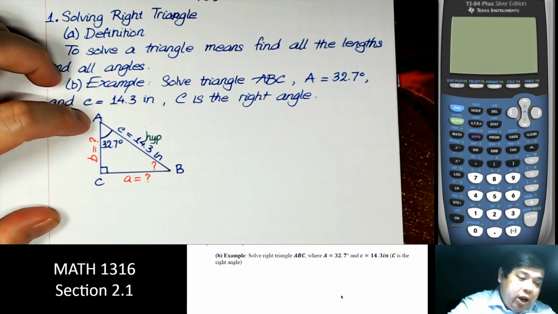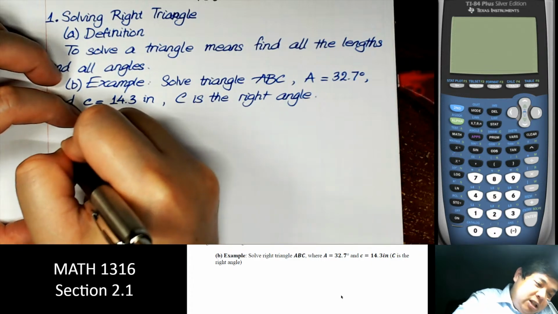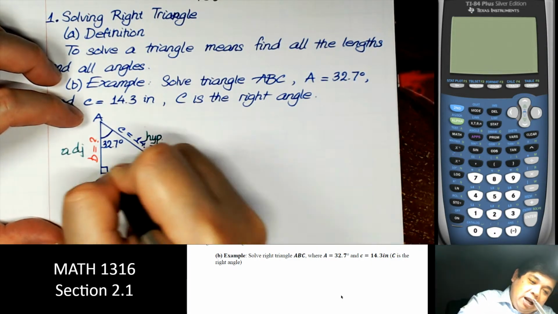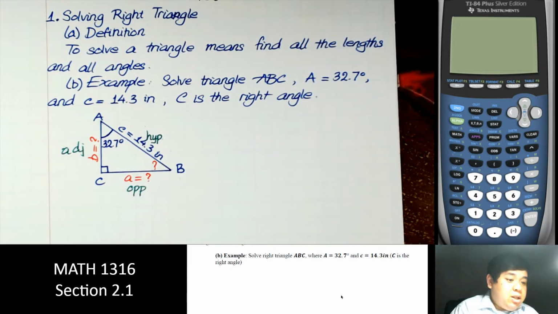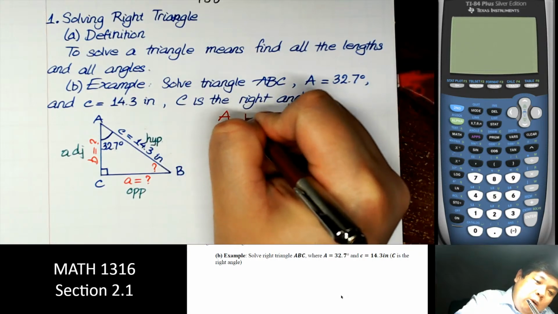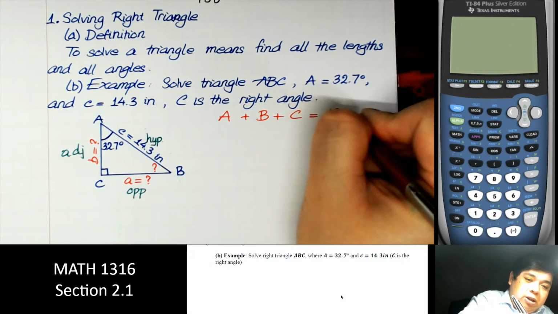With respect to angle A, we have opposite. I mean, adjacent is here, and opposite is here. Sine A, adjacent, opposite. Now, just need to pick something that we know and something that we don't. So first thing we can do is, doesn't involve any trigonometry, just geometry. It's always the sum of all angles is 180 degrees.